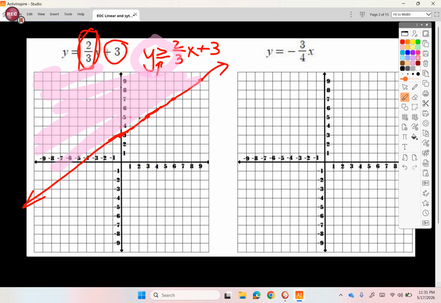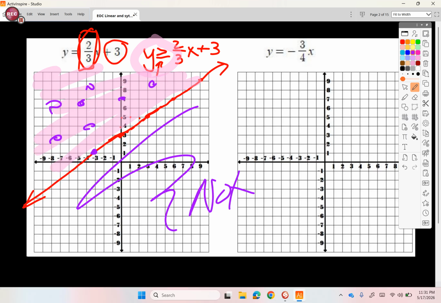What does that mean? That means that any point that lands in that region is a solution. If it lands right on the line, it's still a solution because that's a solid line. If it lands anywhere here, it's not a solution. Right? And let's think about the opposite on this next graph we're going to practice.